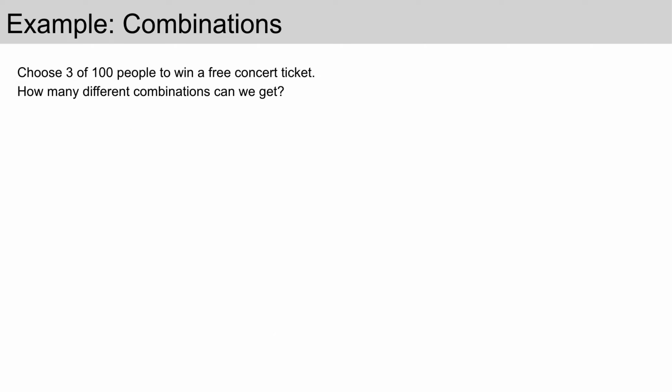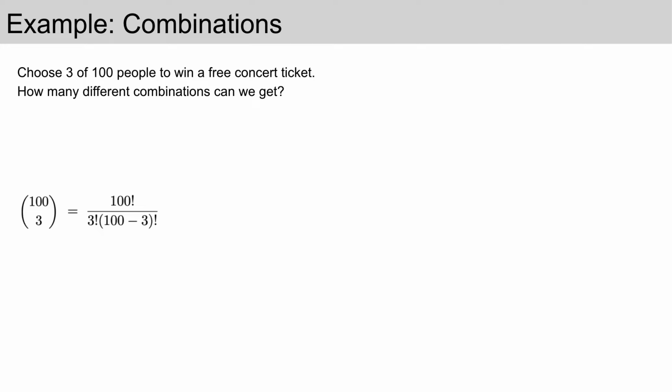Consider a bigger example. Suppose we wanted to pick 3 of 100 people to win a free concert ticket. Then how many different combinations of concert goers could we get? Again, the order of this combination isn't important, and we can't choose the same person more than once. Thus, we can calculate this by 100 choose 3, or 100 factorial divided by 3 factorial, and 100 minus 3 factorial.